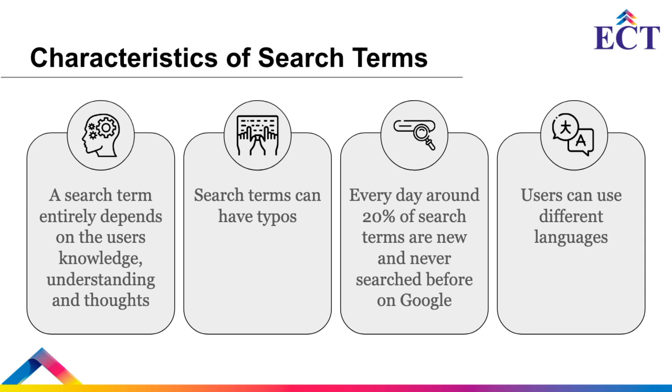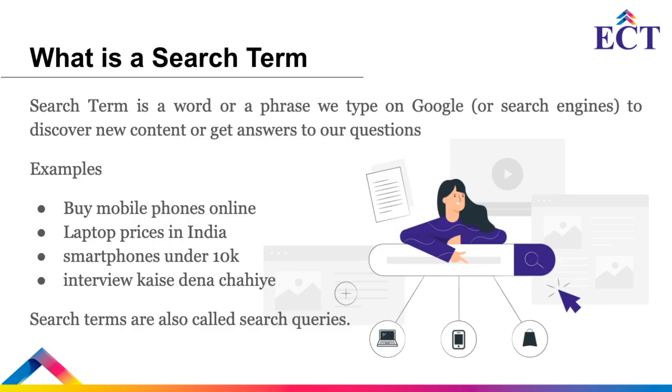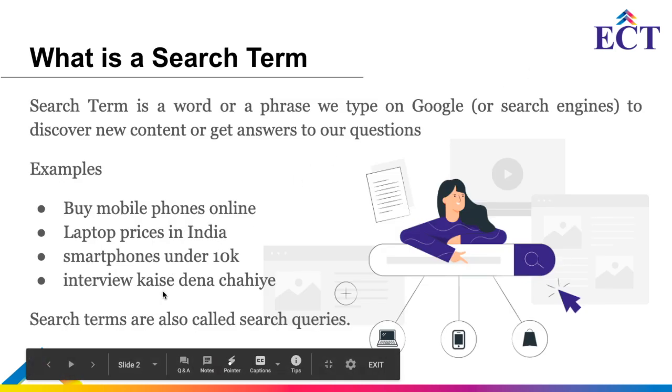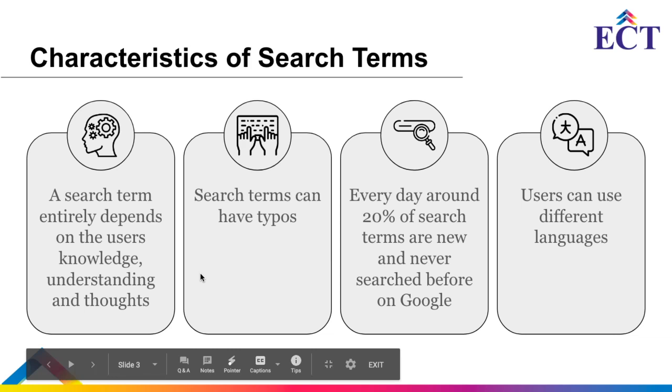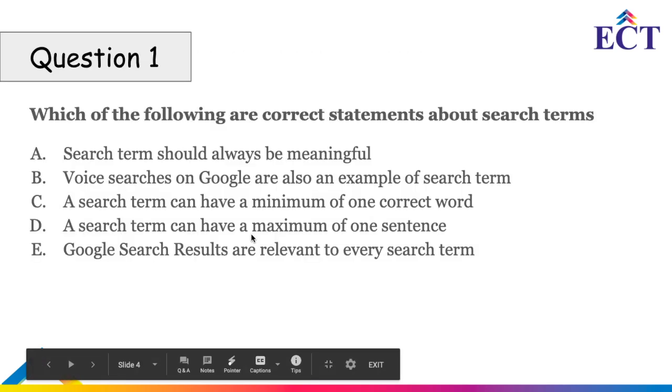Users can also use different languages. You may use English alphabets but search for something you understand in your own language. For example, interview kaise dena chahiye is in Hindi but written in English alphabet. This is also a search term. So these are the key characteristics of a search term.